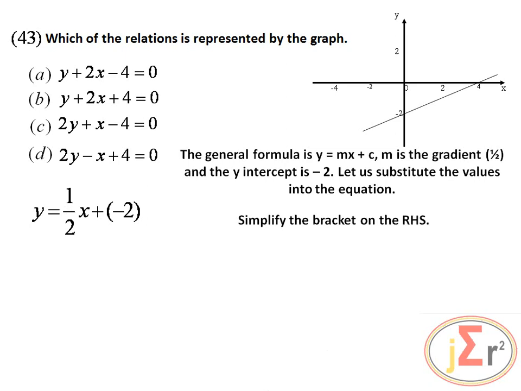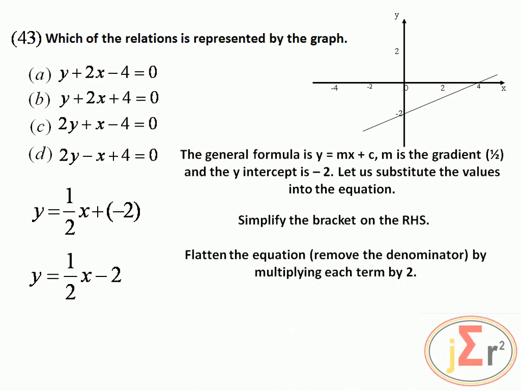Simplify the brackets on the right hand side. That is what we are going to do. Simplify this plus a -2. We know that that is a -2. Right, and that's all there is to it. Y is equal to a half x minus 2.